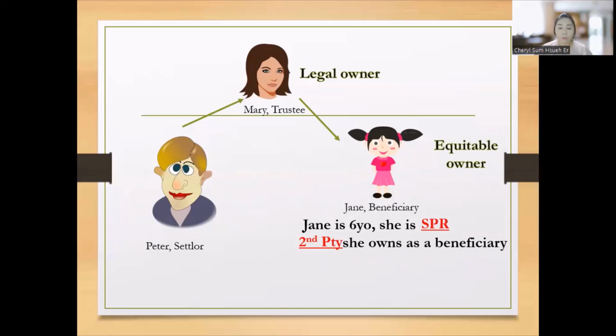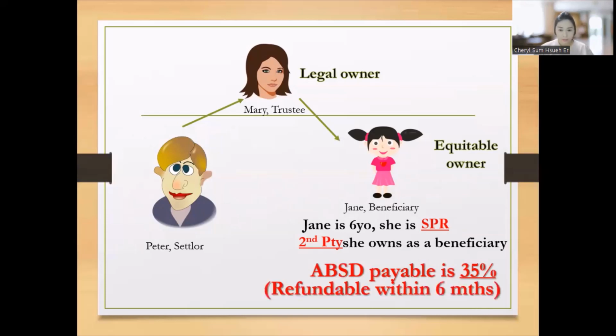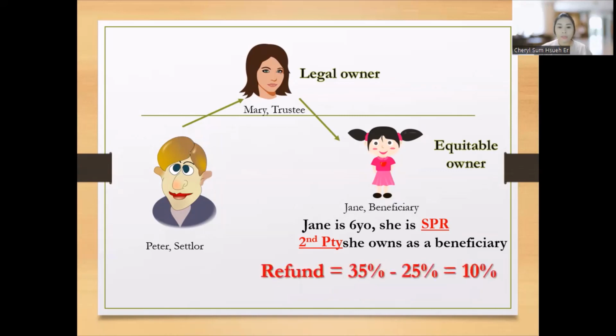On another scenario, if Jane is 6 years old and she's an SPR, Singapore permanent resident, and this is the second property she's owning as a beneficiary, ABSD payable will be the same, 35%. But once again, it will be refundable if Peter, the settler, makes a claim for refund within the next 6 months. Now, in this case, the refund will be the difference between the amount that was paid and the amount that Jane, the beneficiary, is supposed to be imposed. So SPR second property, 25%, isn't it? So 35 minus 25, you get a refund of 10%.